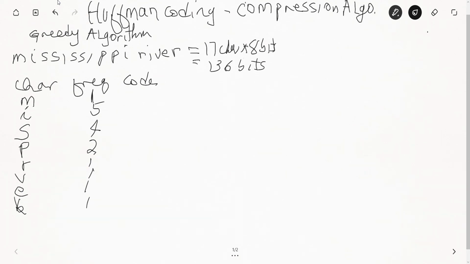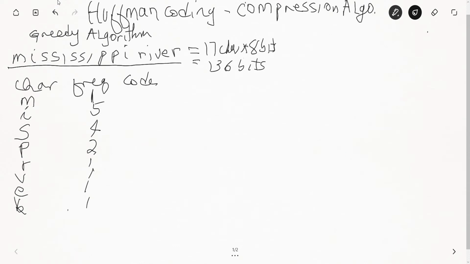So this is the Huffman coding, which is a compression algorithm. It's also known as the greedy algorithm. I want to see how we can compress this string, Mississippi River. There is a total of 17 characters. Let me confirm: 1, 2, 3, 4, 5, 6, 7, 8, 9, 10, 11, 12, 13, 14, 15, 16, 17. If each is transmitted using 8-bit ASCII code, that'd be 132 bits.